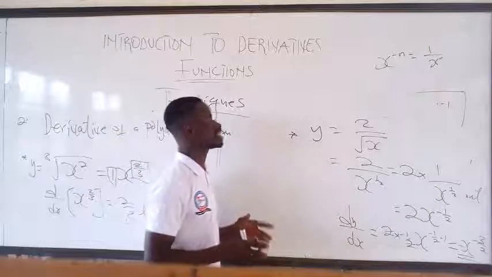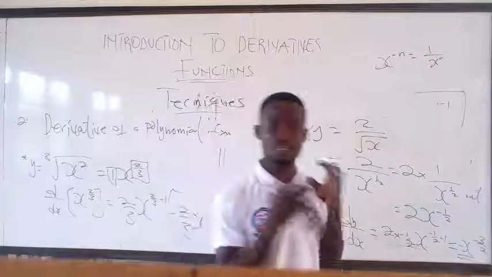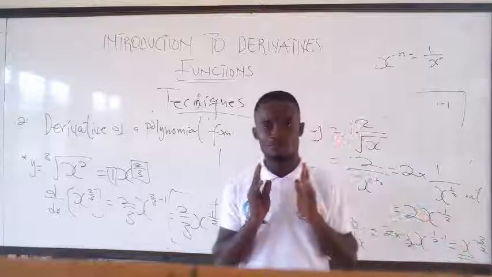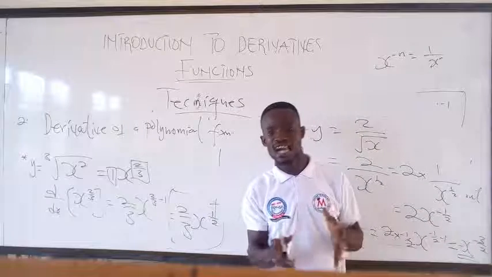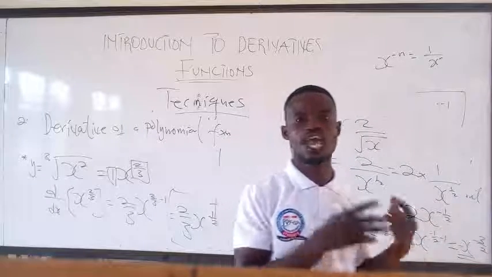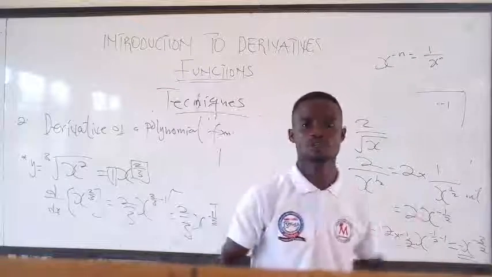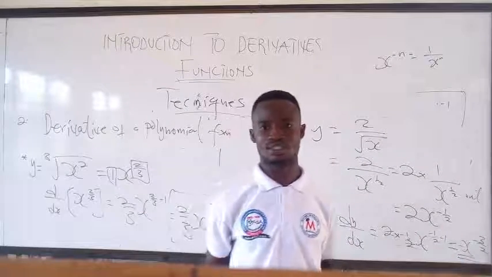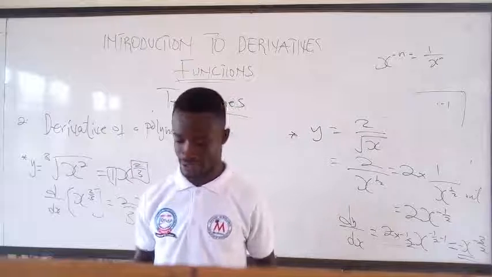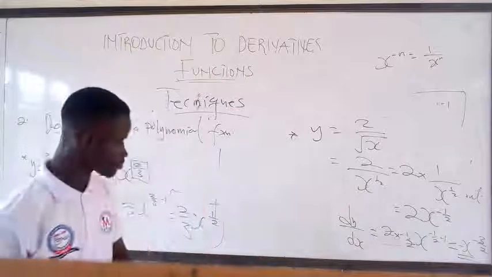The only thing that you have to bear in mind is that if it's not in the form, and what is that form? That is y is equal to a raised to the power what? x to the power n. If it's not in that form, you can't take the derivative of it. Just simple as that. Alright.